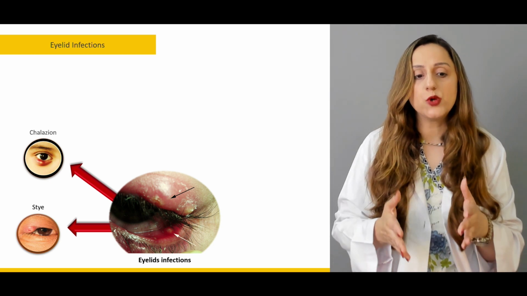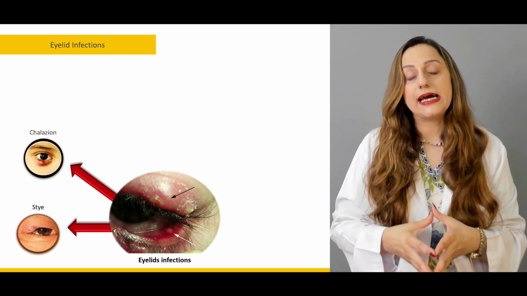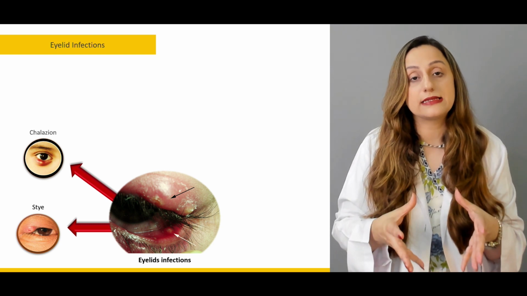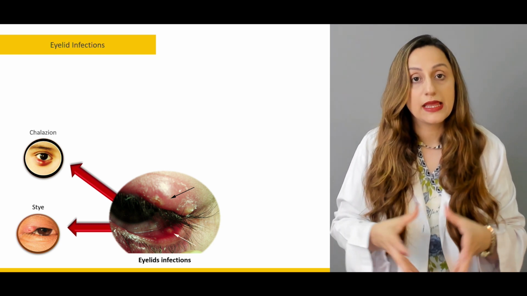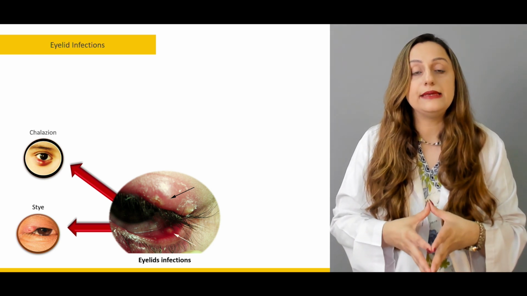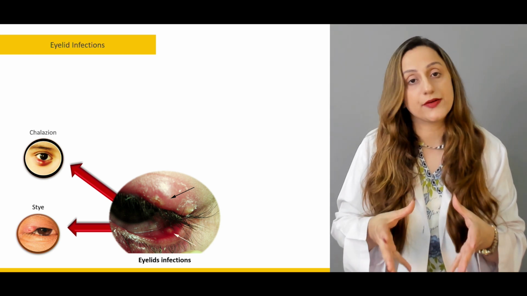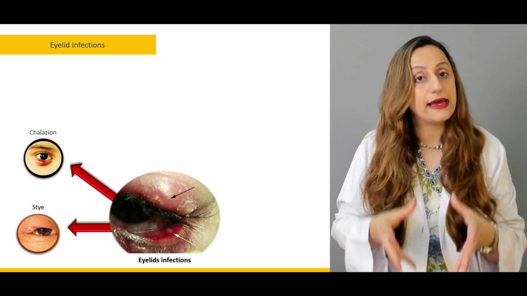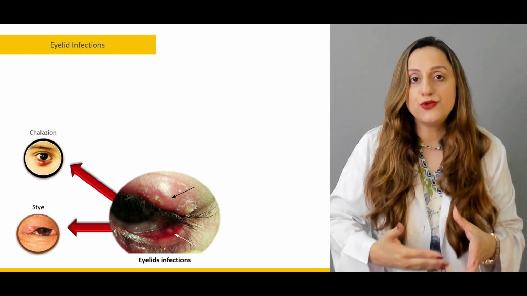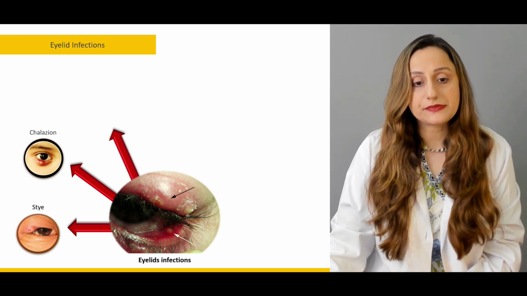Whenever we are talking about stye and chalazion, you have to remember that these are the inflammatory changes of the sebaceous glands that are present at the eyelids. There are two groups of glands over here, mainly the meibomian glands, and then we have the glands of Zeis that are present at the eyelid margins, and that are responsible for the formation of these acute and chronic stages of the infections.